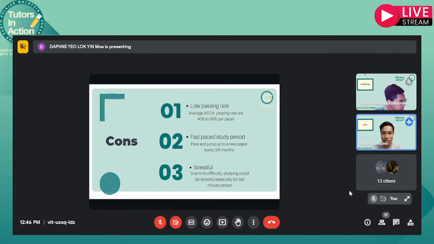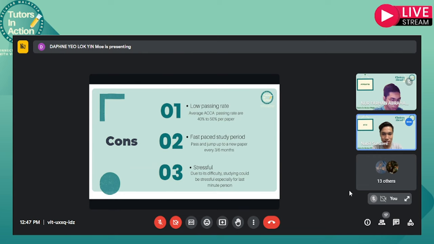And the last one is the stereotype of ACCA, that it is very stressful, it's very hard, which I would personally say is true, but we have to manage it personally. Enjoy your time with friends also, and focus on your studying, but you have to balance it. Next slide.